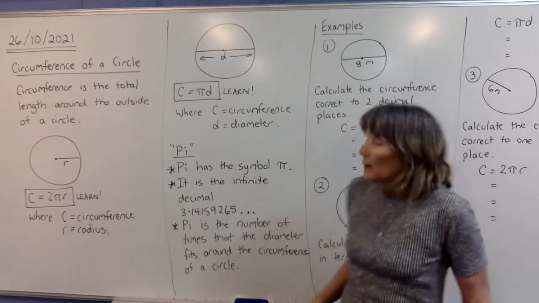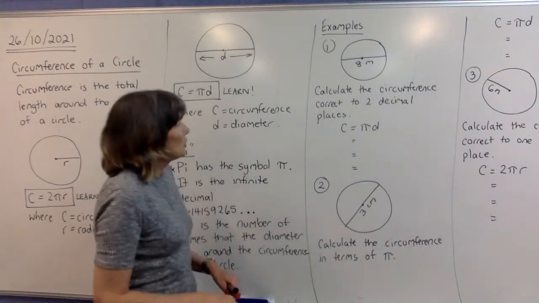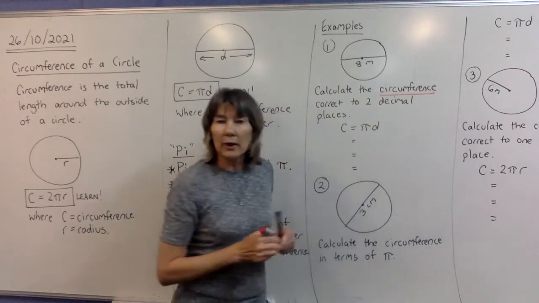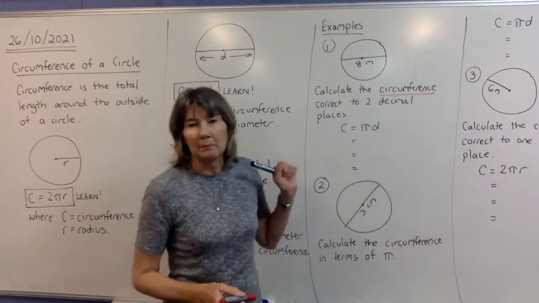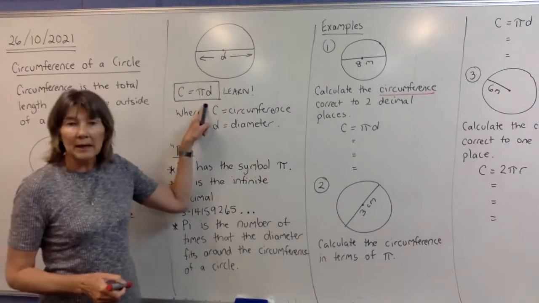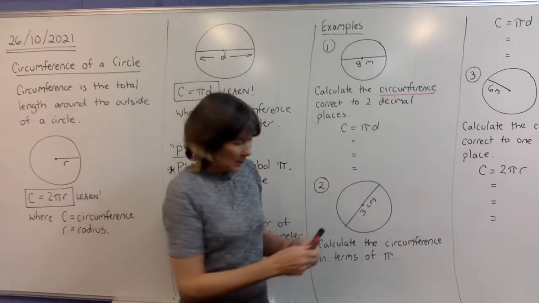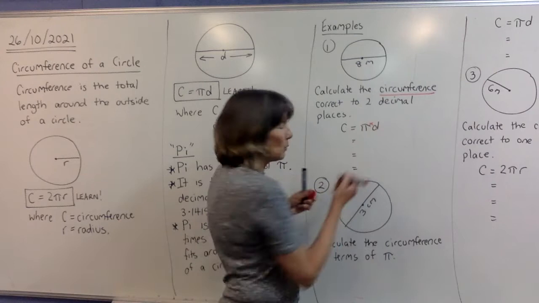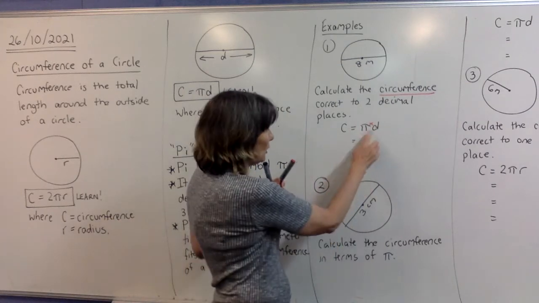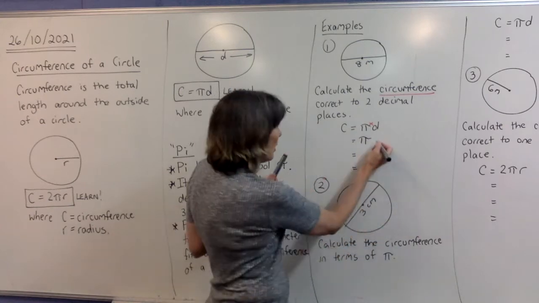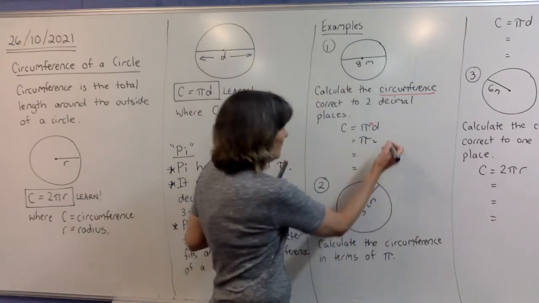Okay, so looking at some questions on this. The first one says we're calculating the circumference. Now, you can see they've given you a diameter. So I'm going to use this formula here because I've got a diameter. So I've written the formula down. So now we know there's a times between those two things there. So we're going to next write down pi times, and the diameter is 8.